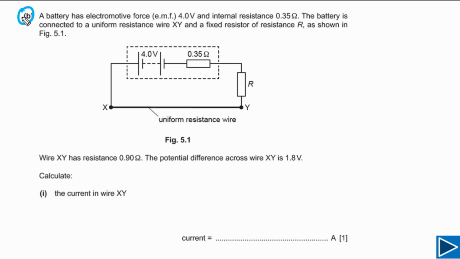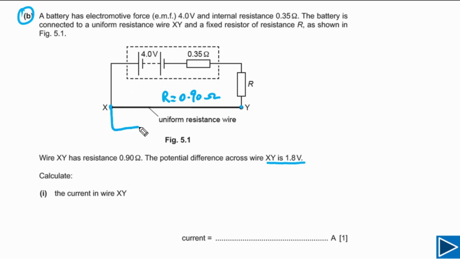For part B, it is given to us the wire XY. The resistance of this wire is given. Simply we can say the resistance of this wire is 0.90 ohm. It is also given to us the potential difference across XY. This is equal to 1.8 volts.